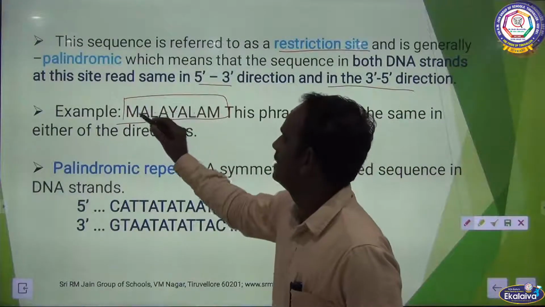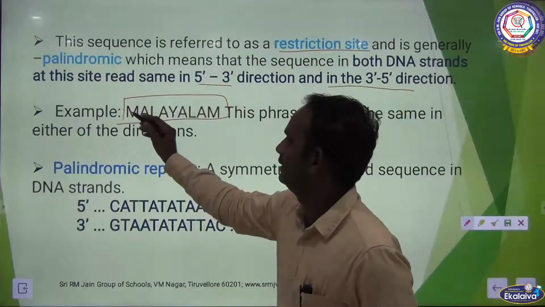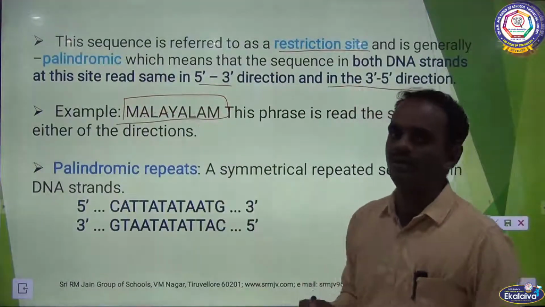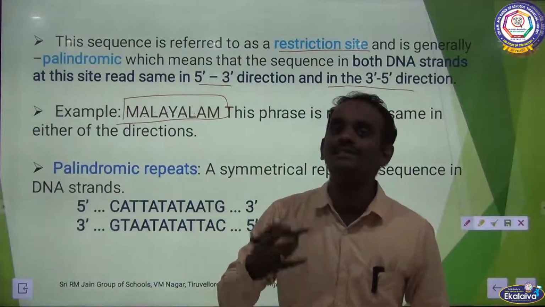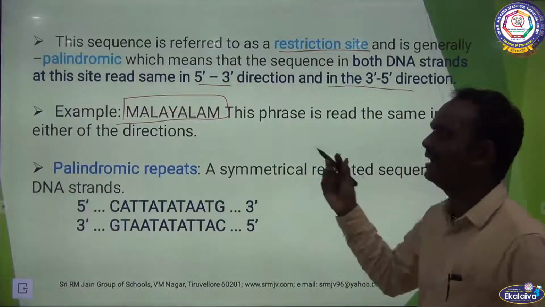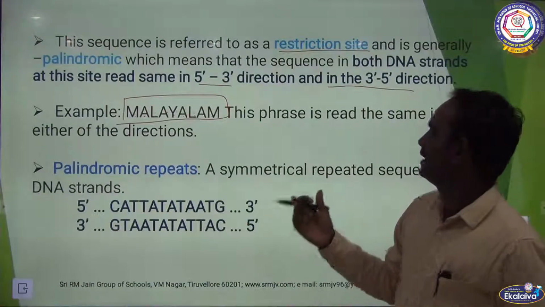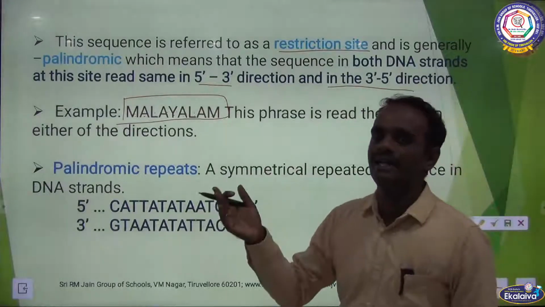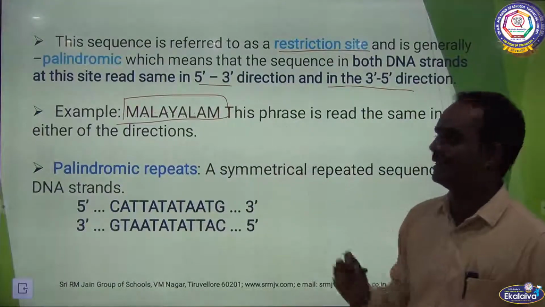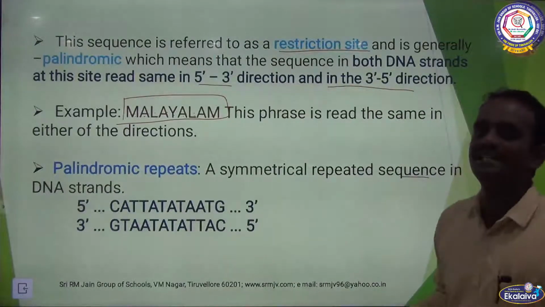From here just read: M-A-L-A-Y-A-L-A-M. From left to right, it is the same. M-A-L-A-Y-A-L-A-M. From right to left, the same letters are there. No? Such a type of sequence is called a palindromic sequence. Clear? So this word, Malayalam, reads the same in either direction. You can read it in the same way in either direction. So palindromic repeats are a symmetrical repeated sequence in a DNA strand.